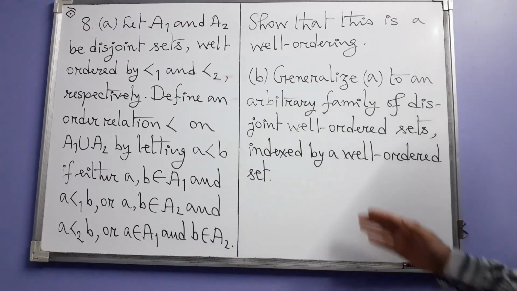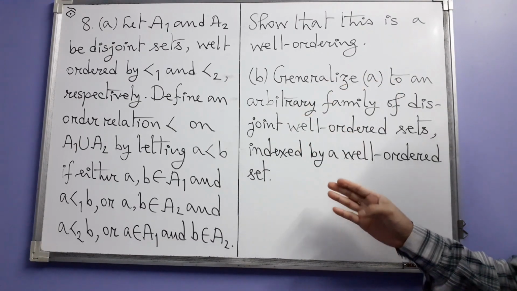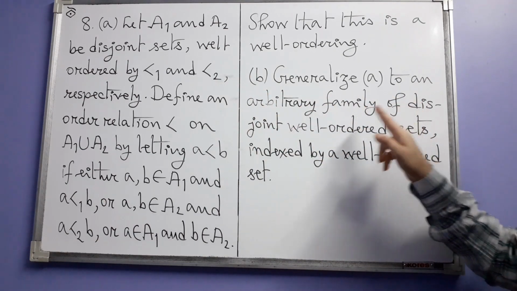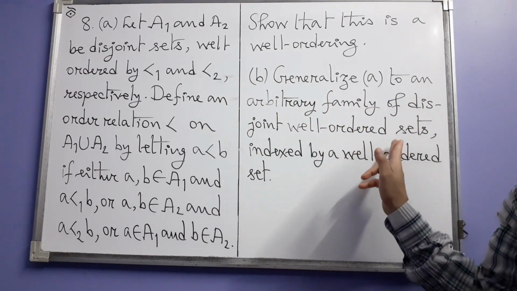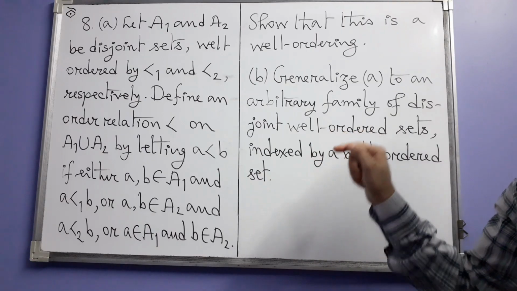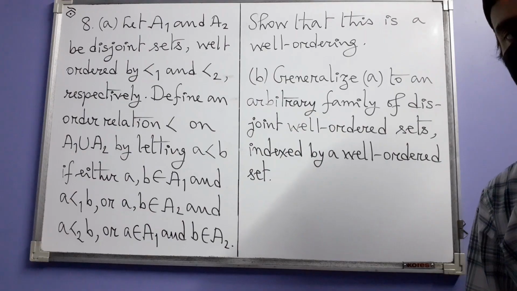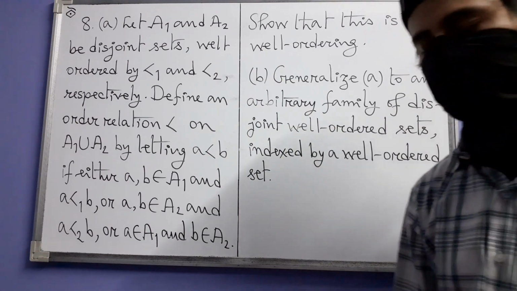And in part B, we have to generalize part A from two sets to an arbitrary family of disjoint well-ordered sets, and the family should also be indexed by a well-ordered set. So let's see the solution.